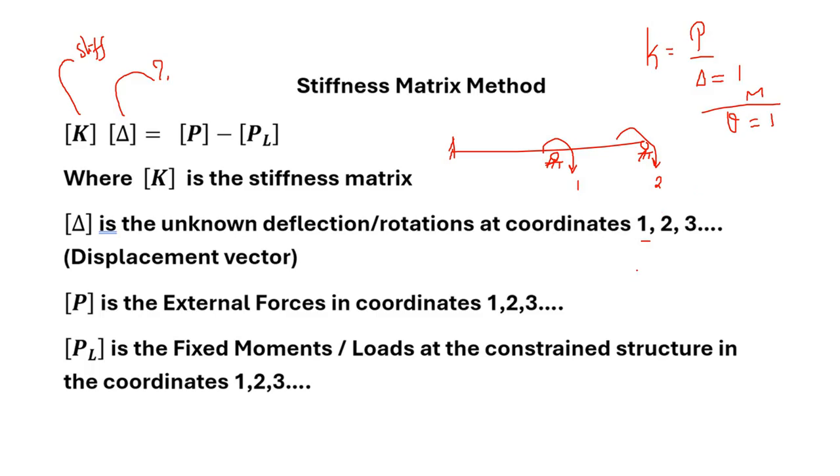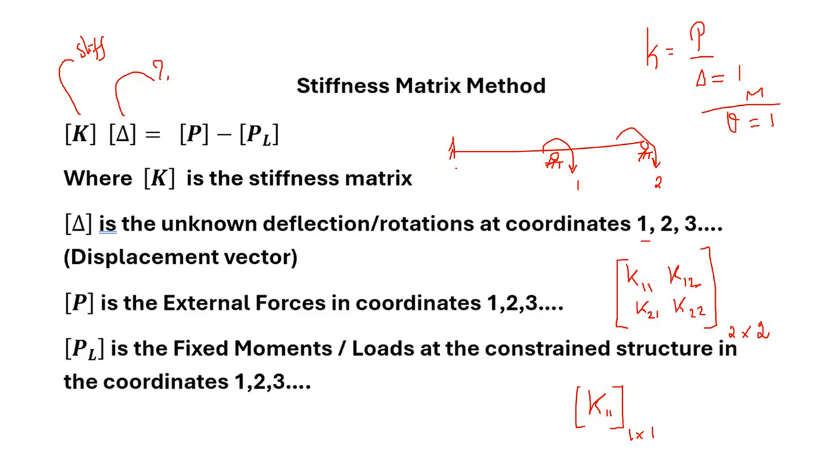If you take 2 coordinates, the stiffness matrix will be a 2 cross 2 matrix: K11 and K12, then here K21 and here K22. So this is a 2 cross 2 matrix. If the degree of kinematic indeterminacy is 2, you will get a 2 cross 2 matrix. But in our problem, the degree of freedom is only 1, so you will get only one element in the stiffness matrix. So the stiffness matrix which we are going to solve is a 1 cross 1 matrix.